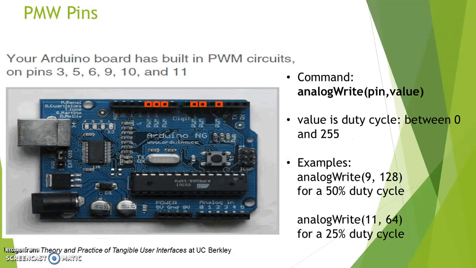And the Arduino manufacturers certainly anticipated this kind of necessity. So we have 6 different pins that have built-in PWM circuits. 3, 5, 6, 9, 10, and 11 all support this idea. And the command to turn them on and use PWM is really very simple. It's just analogWrite, the pin number, and the value, anything between 0 and 255.